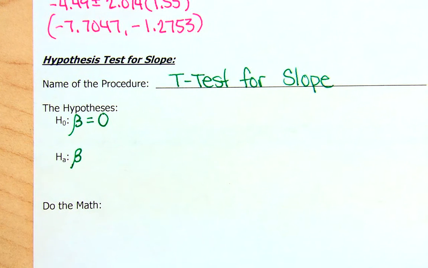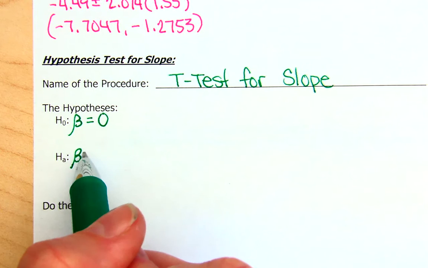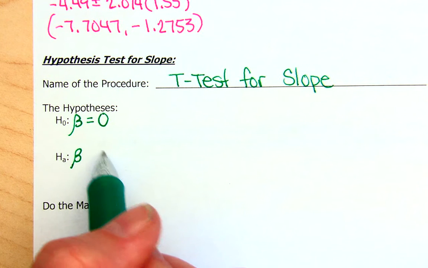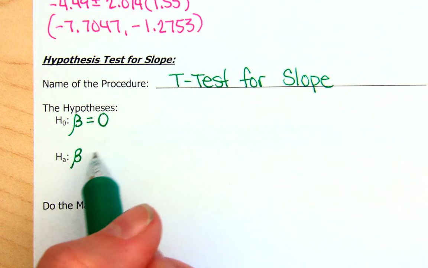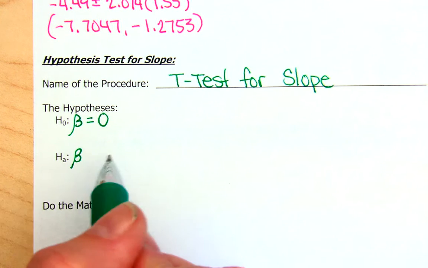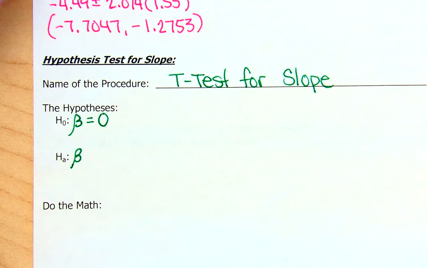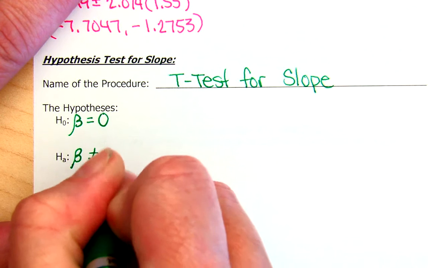On this one, we're just seeing, is there a relationship? We're not looking for, is it a positive relationship? In which case we would say greater than 1, or greater than 0 here. If it were a negative relationship, we'd say less than 0. But here we're just looking for, is there any kind of relationship? So we're just saying not equal to 0.